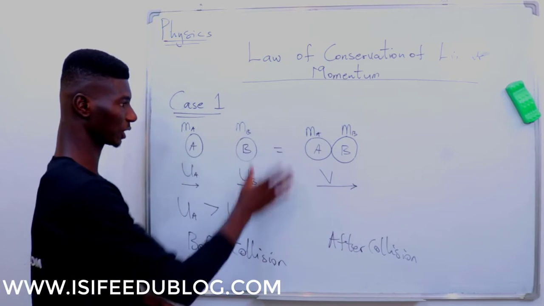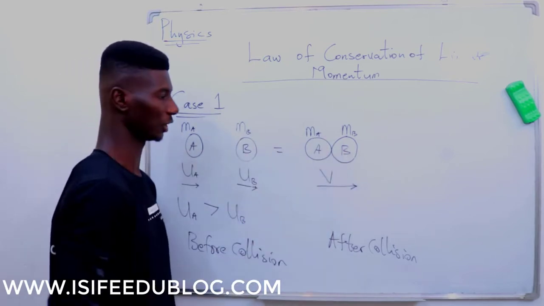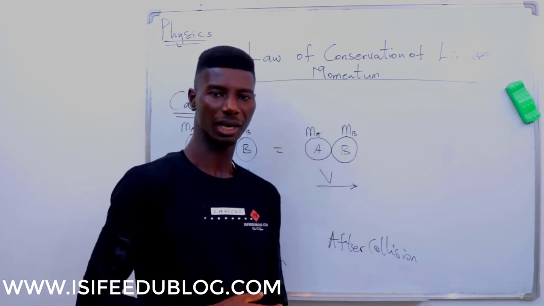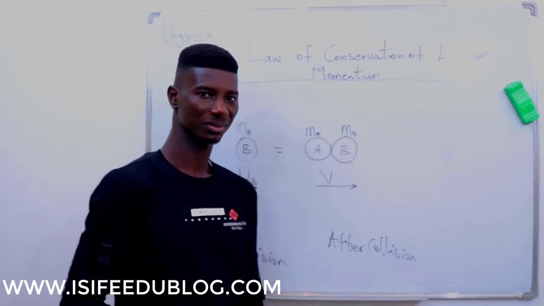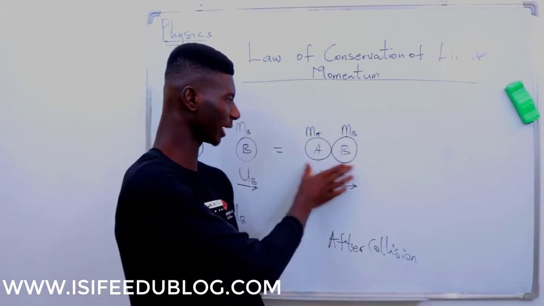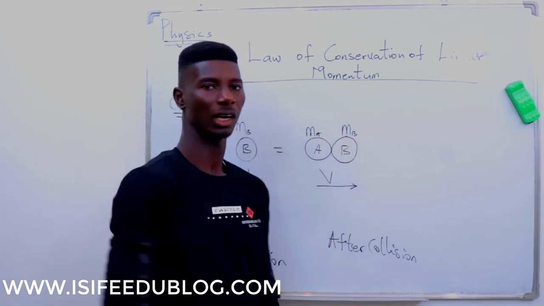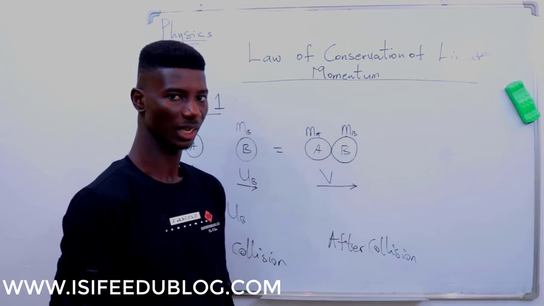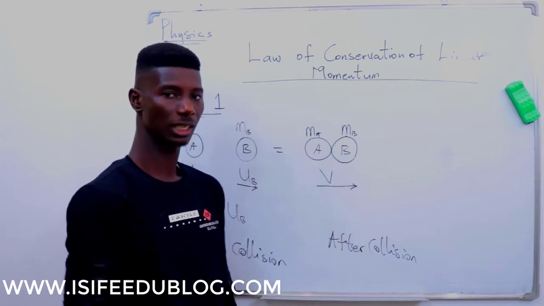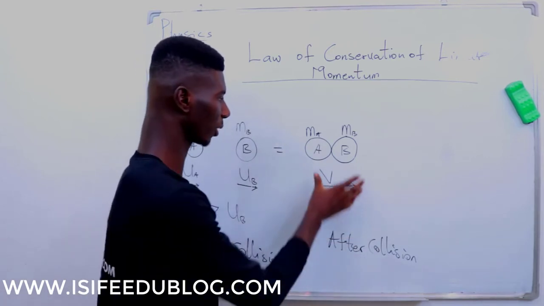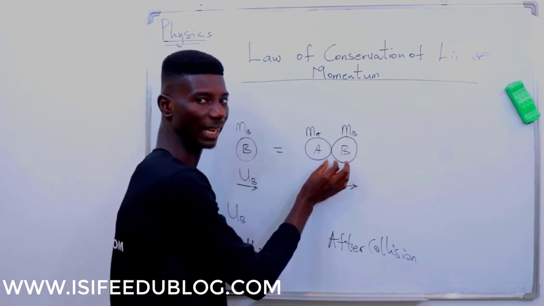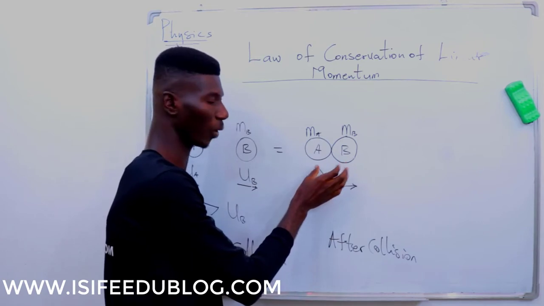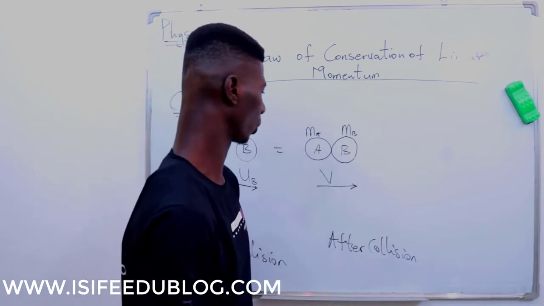So this is before collision, while this is after collision. Now look at what happens here. What type of collision happened here from my explanation? You can simply see that this is inelastic collision. I hope you can see that. So this is inelastic collision. Both of them combined. As you can see, both of them combined after collision.